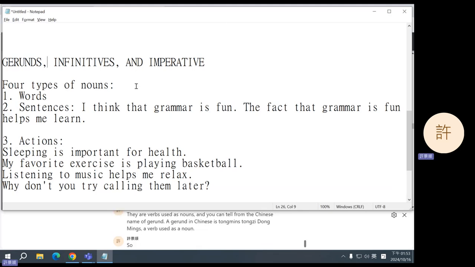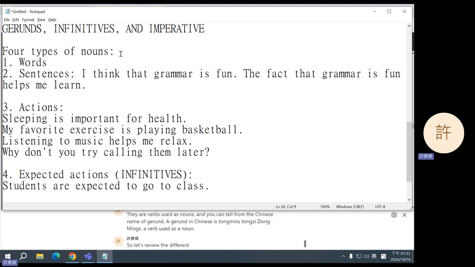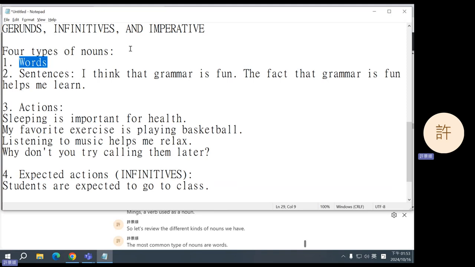So let's review the different kinds of nouns we have. The most common type of nouns are words, right? Car, bus, dog, love, idea. These are nouns. The second kind of noun is you can use an entire sentence as a noun.